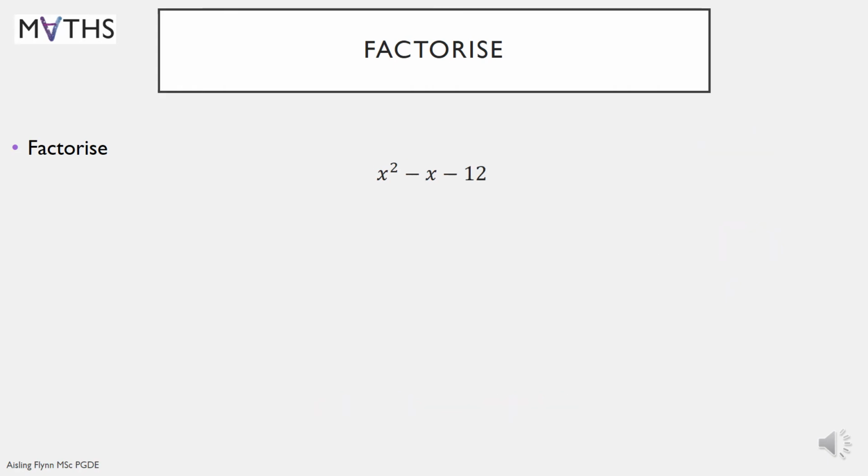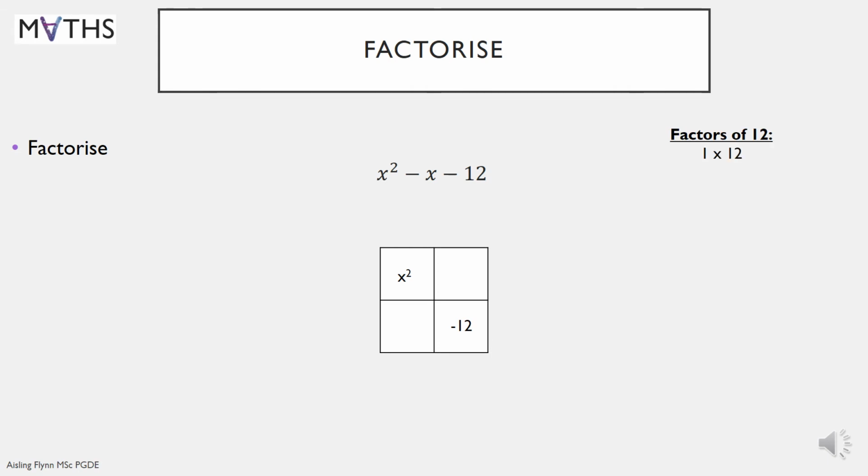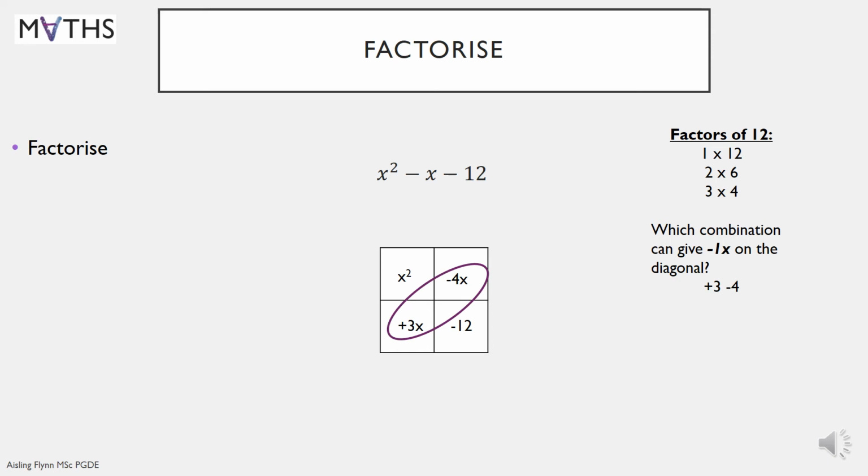Here's another one, x squared minus x minus 12. So our 2 by 2, put in the x squared and the constant part. Again, we'll make our list for 12. So this will show us how different options give different amounts. So which one will we choose this time to give minus 1x? Minus 1. So that's going to be the 3 and the 4, I think. So plus 3 minus 4 will give minus 1 on the diagonal.